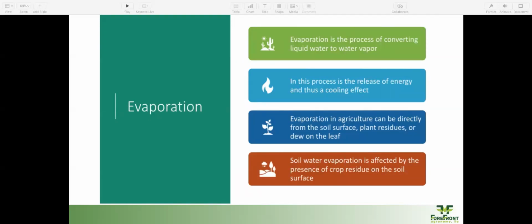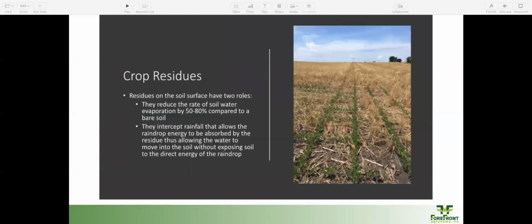This evaporation can happen basically from any surface, and soil water evaporation is affected by the presence of crop residue on that soil surface. So anything that we can do to keep that ground covered is going to help us alleviate or take the E out of ET, is what a lot of guys say. So looking at crop residues, there's been lots of studies showing that they have two major roles.